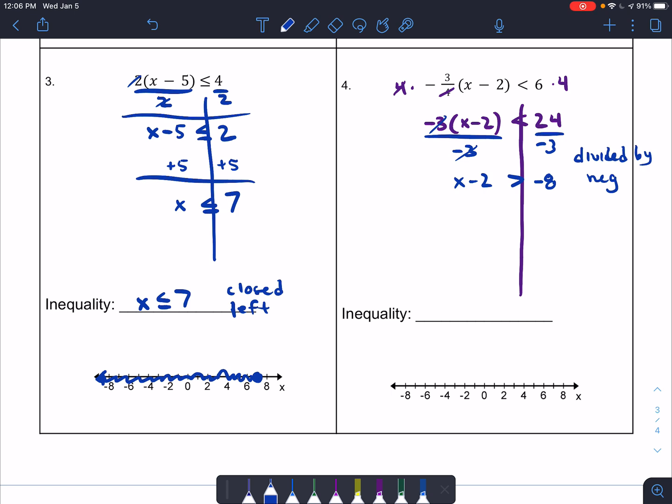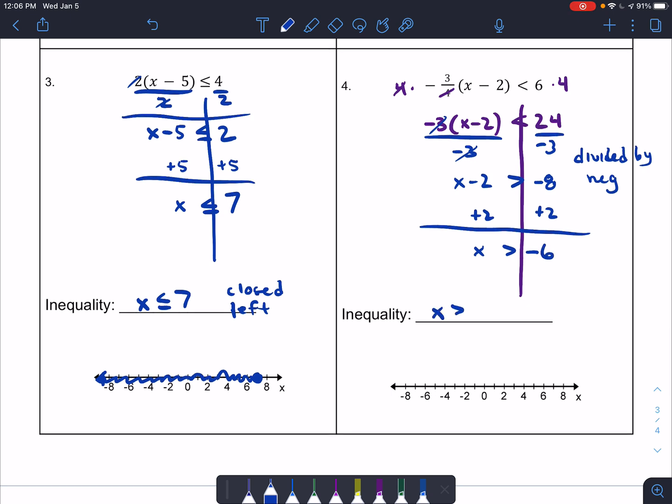Really, really important. Finally, I would add 2 to both sides, and I would get that x is greater than -6, okay? So yes, my solution, x is greater than -6, so I mark -6. And now, because it's not or equal to, I leave my circle open, and because it's greater than, I'm going to the right. So I shade to the right.